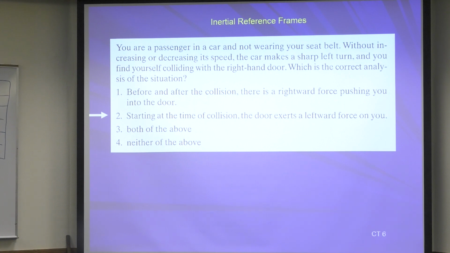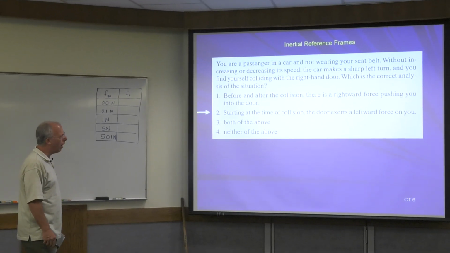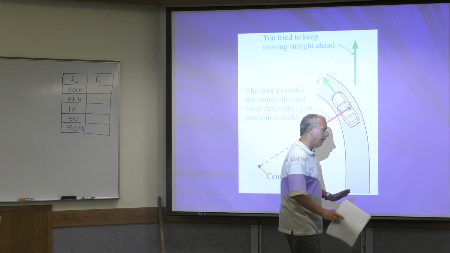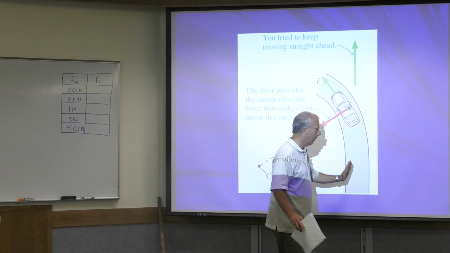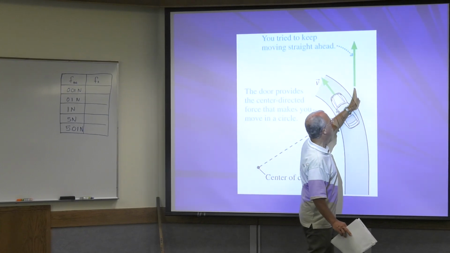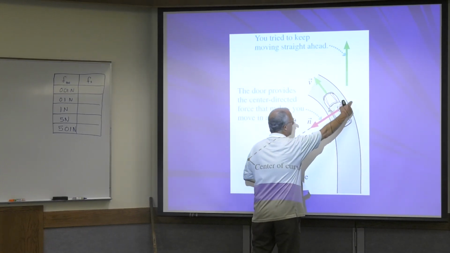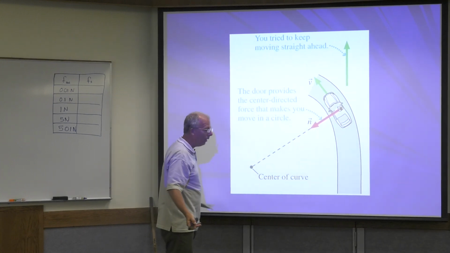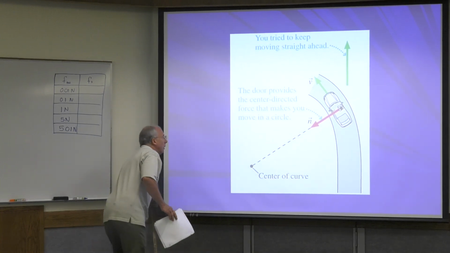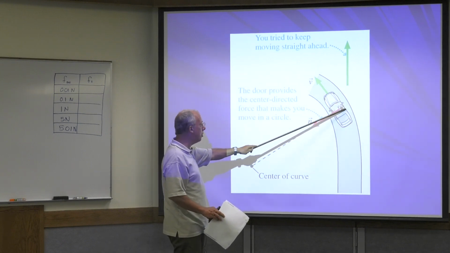That's the answer. Starting at the time of the collision, the door exerts a leftward force on you. Why is that? Well, think about it. Here's you, right? Newton's laws say you're going to go straight unless there's a force acting on you. So without any force, you're just going to keep going straight. But all of a sudden, you take a left. Well, why do you take a left? Because there has to be a force acting on you to make you go left, right? Well, what is the only force? The door acting on you. So in other words, you tried to keep moving straight, but the door pushed you to the left.